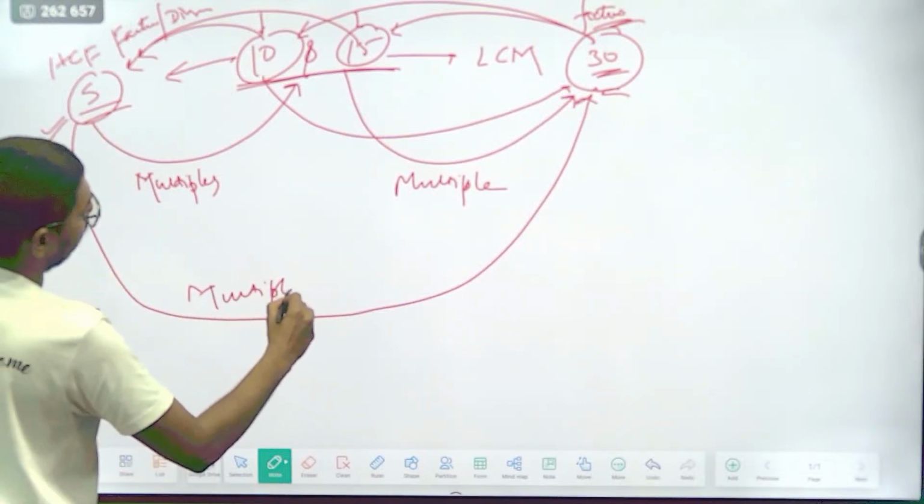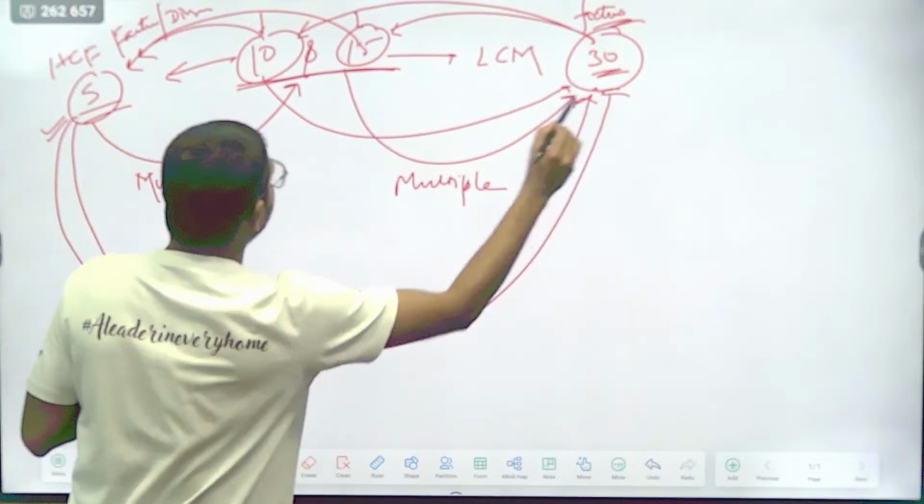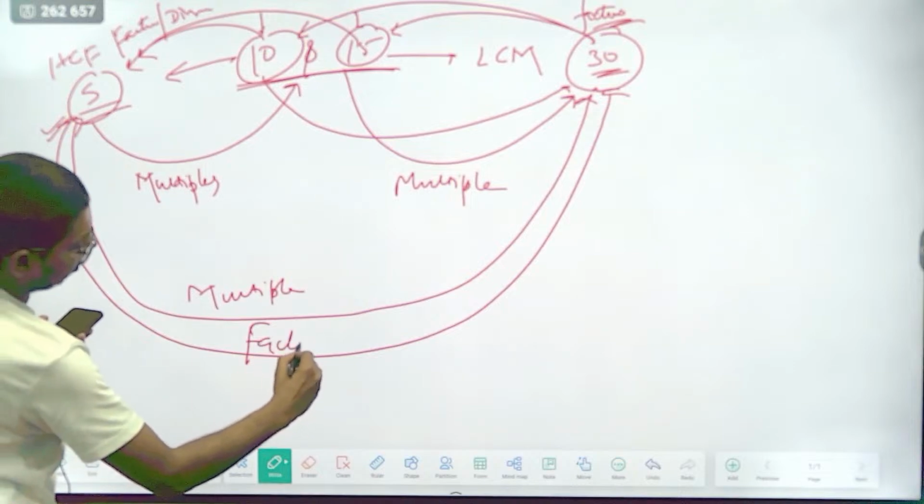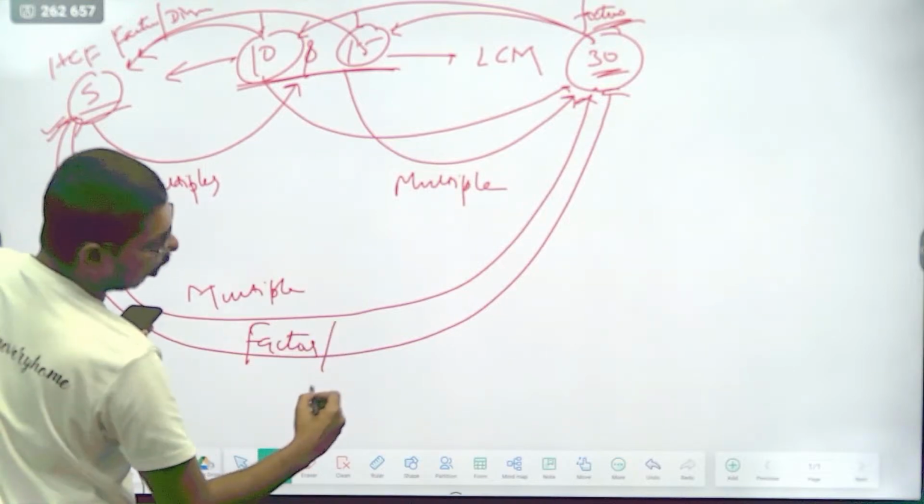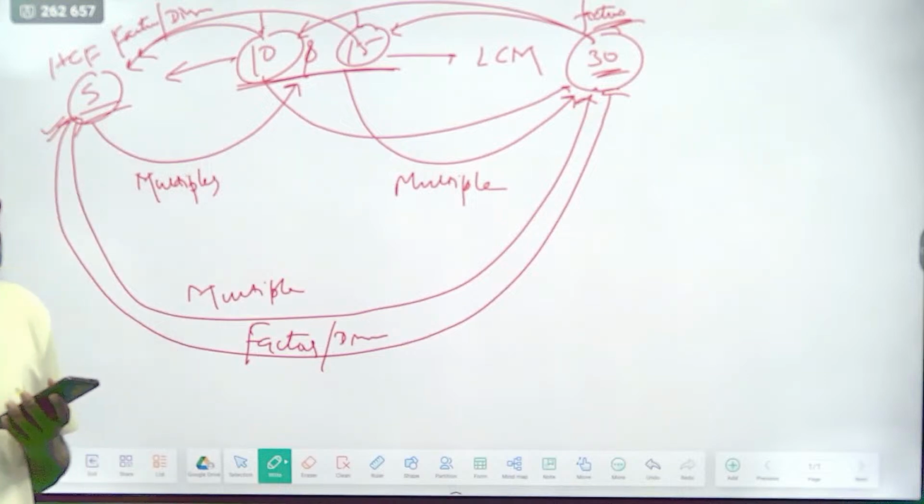Multiple. Okay, and this particular number, 5, with respect to this is what? One moment, I'll come back to you. Factor or divisor, right? Yeah. Sir, can you just repeat this concept one more time?